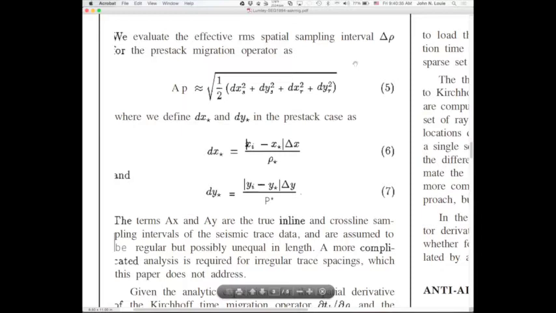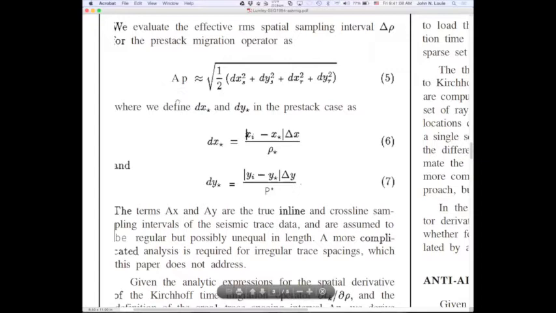So we have dx sub s, dy sub s, dx sub r, dy sub r. Those are the spatial samplings in the x and y directions across the planar recording surface, right? We calculated all those, and taking their geometric mean, which is all this is, it's not a Pythagorean theorem, gives us delta rho. That should be delta rho there.